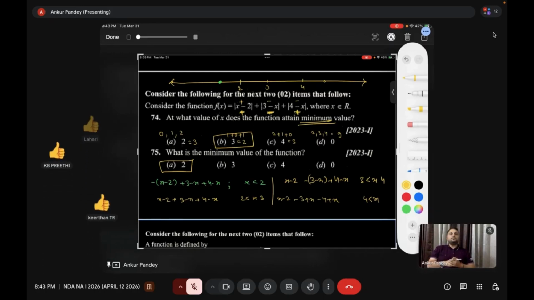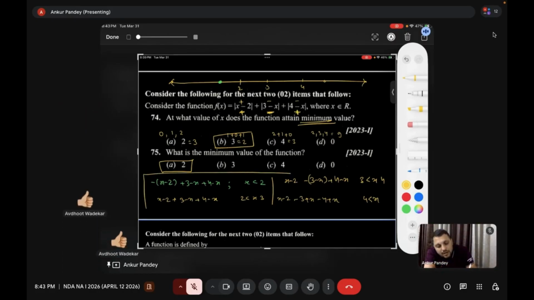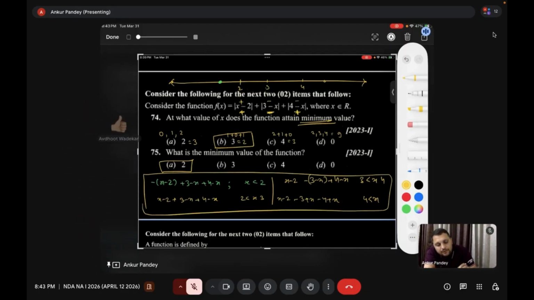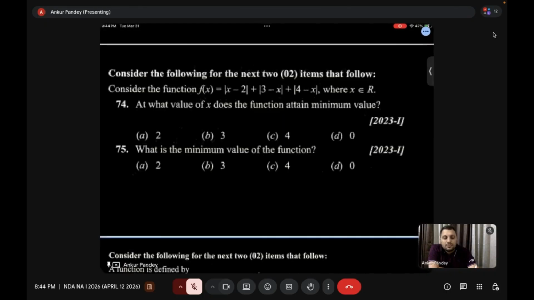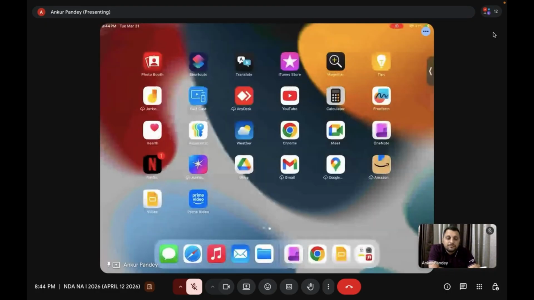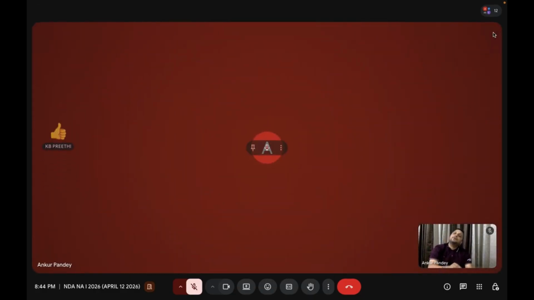Sure? Clear? This was to make you understand how to create the function. Okay? Sure, how to break mod. Fine? Sure. I hope it's clear. Maxima and minima is clear, yes or no? Increasing, decreasing, maxima, minima is clear. Fine? Okay?